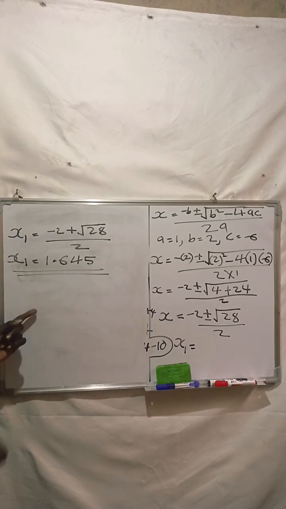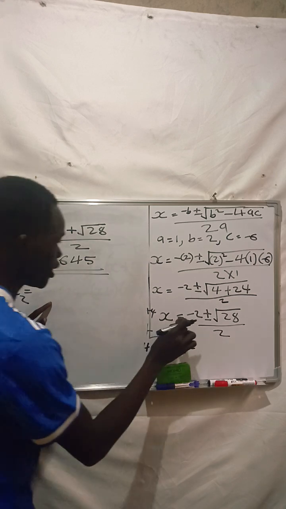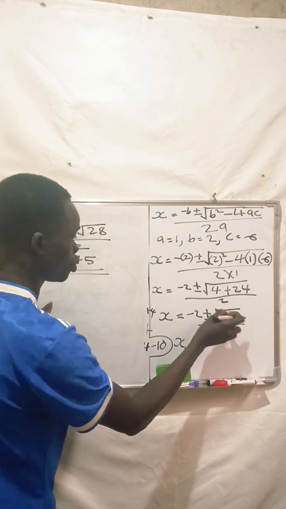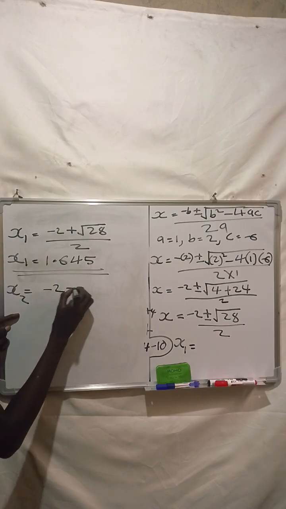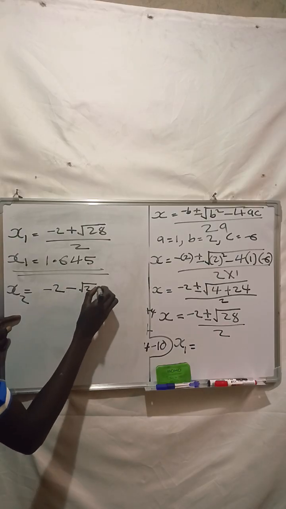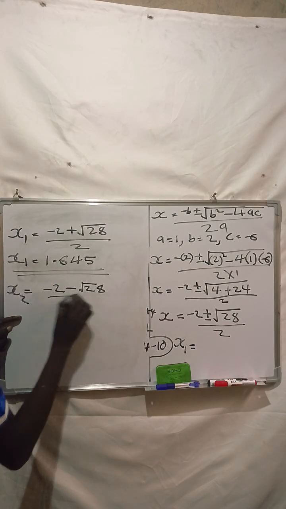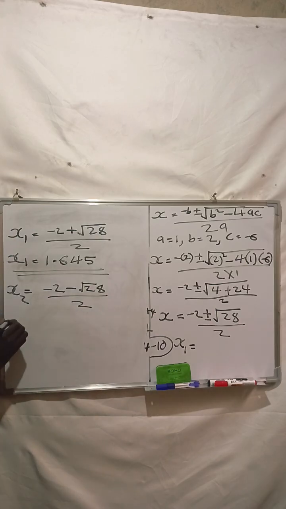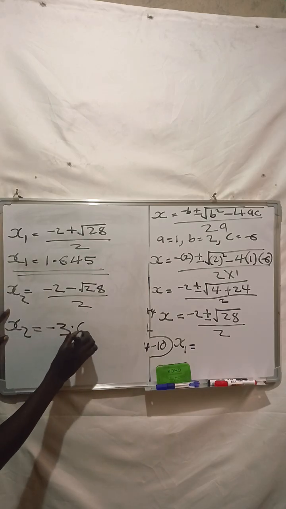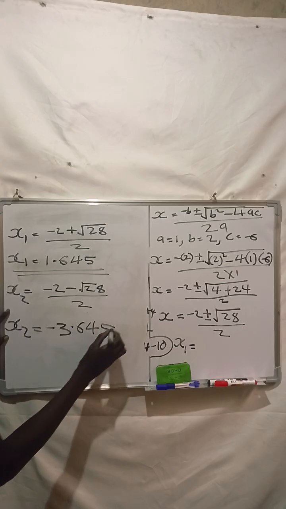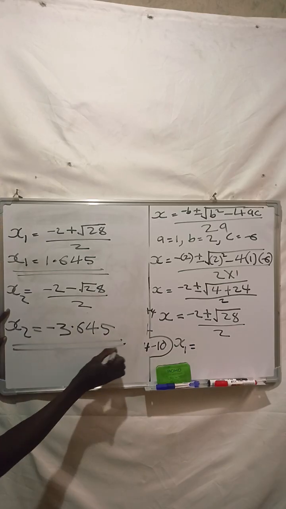Now how about our x2? Our x2 is going to be minus 2 minus the square root of 28, all over 2. What is the answer for our x2? Our x2 is going to be minus 3.645. Alright, this is going to be our final answer.